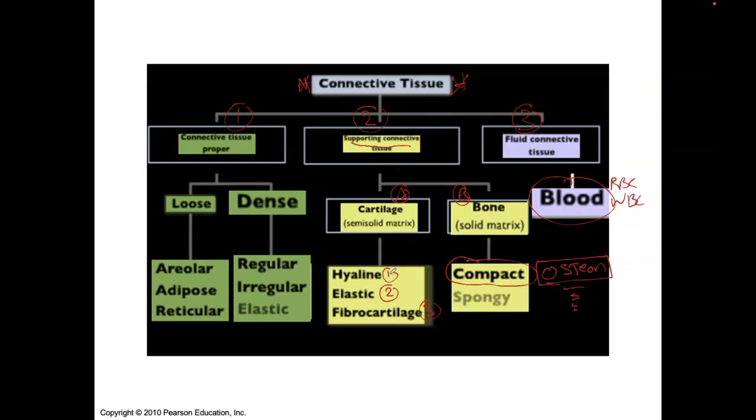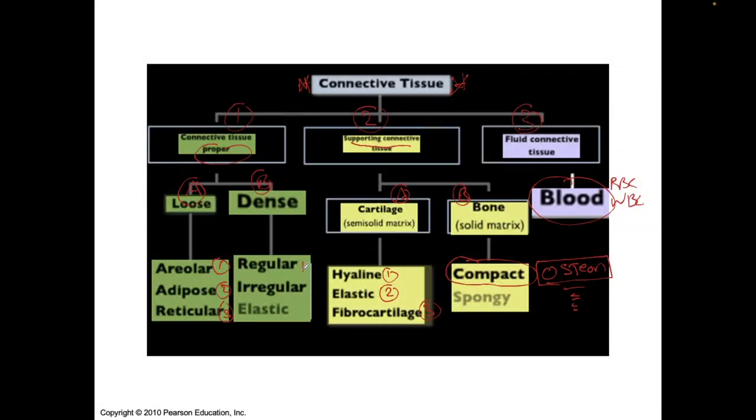So you see how we start to talk about these different categories, and there's more under connective tissue than there is with epithelium. So we'll give certain examples of hyaline cartilage and elastic cartilage and fibrocartilage in a little bit. Under connective tissue proper, there's loose and dense connective tissue. Under loose, there's three flavors: areolar, adipose, and reticular.